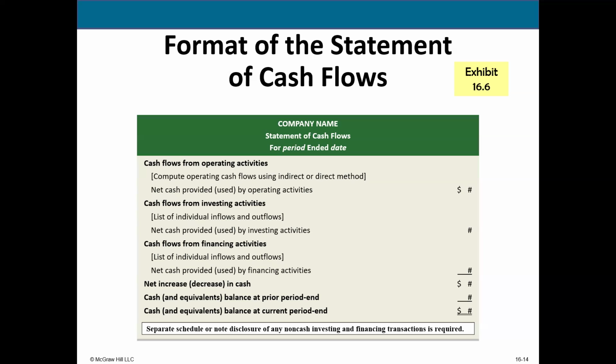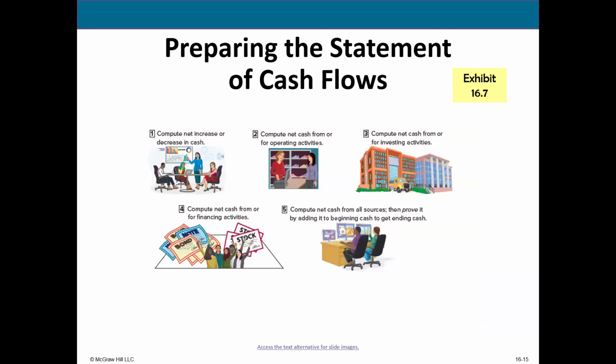All right. Let's walk through the 5 steps of preparing the statement of cash flows. The first thing we do is compute the change in total cash. Ending balance minus beginning balance gives me the change in cash. We'll compute the cash we used for operating, investing, and financing activities. And then lastly, we would compute the change from all sources of cash.